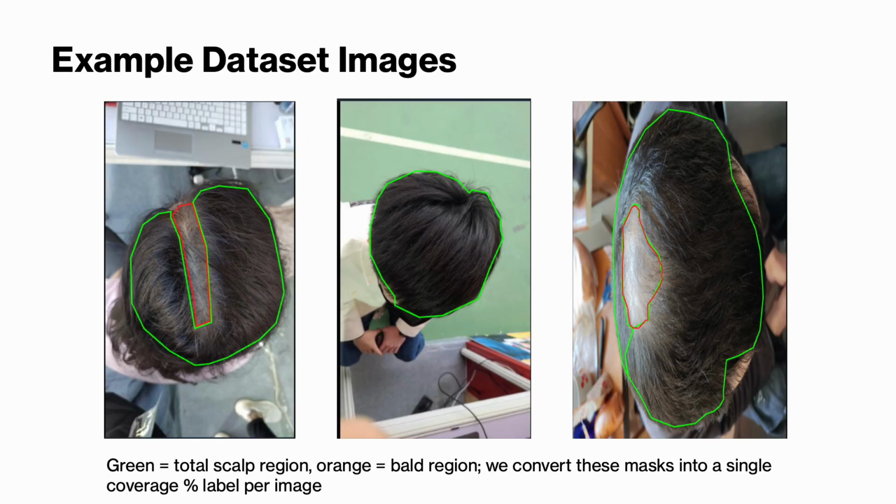Here you can see what the annotated data looks like. Each image has 2 segmentation masks, drawn in COCO polygon format. The green outline defines the total scalp region, both hair and bald scalp together. The orange or red region inside marks the bald patches specifically. Our job in label generation is to convert these 2 polygons per image into a single number. What fraction of the scalp is covered by hair? That's the target we train on.